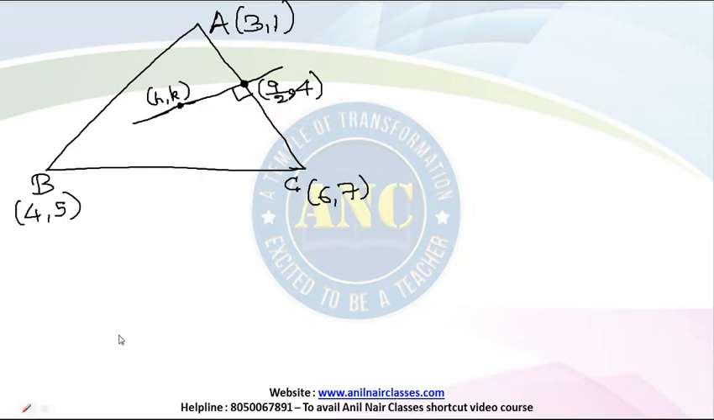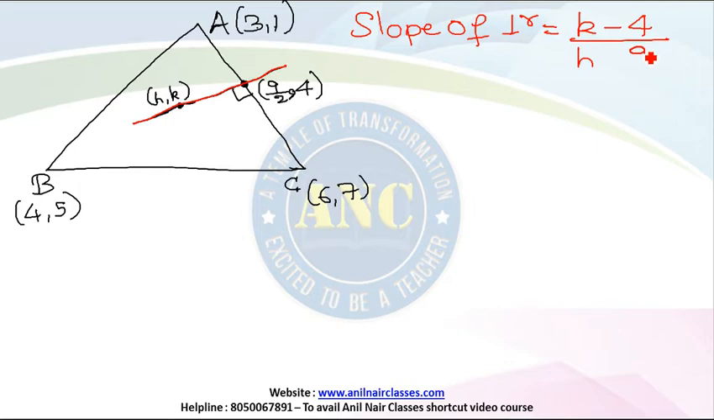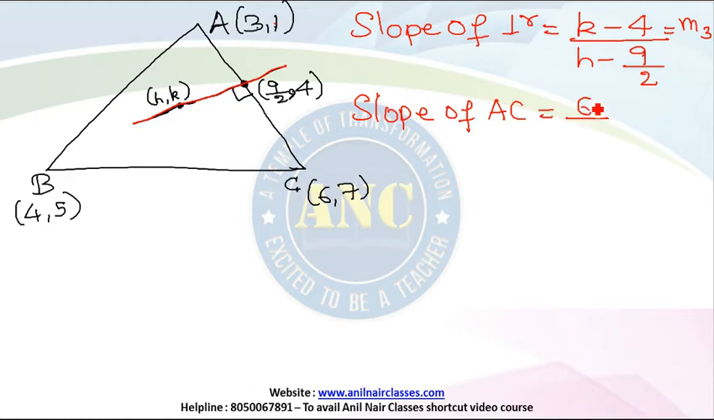Now, I can find the slope of this perpendicular which I am drawing in red color. Slope of this perpendicular is (y2 minus y1) divided by (x2 minus x1). That means it is (k minus 4) divided by (h minus 9 by 2). I will call this slope m3 for your explanation. Similarly, slope of line AC is (y2 minus y1), 7 minus 1, it is 6, divided by (x2 minus x1), 6 minus 3, it is 3. So 6 by 3 is 2, I will call it m4.